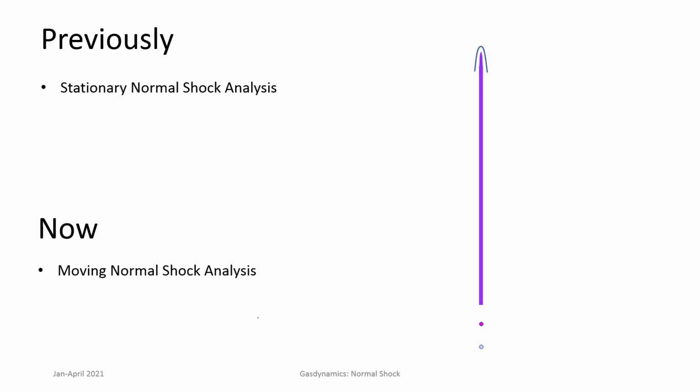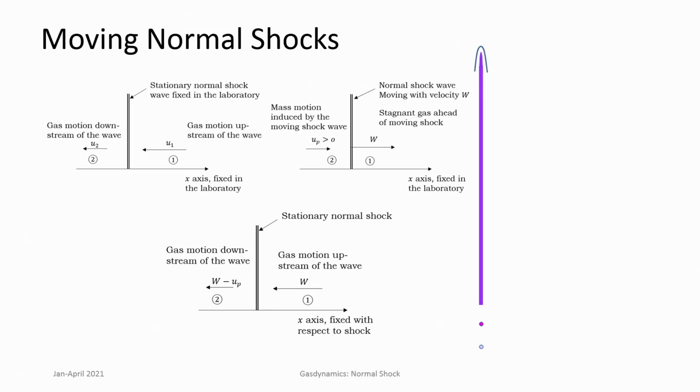Now, let us look at this. There are several cases where one can find shocks moving. Examples are in the shock tube, which is a device used for many applications, and the other one is during explosive events, which generates a blast wave. A blast wave is a shock wave that moves in all directions.